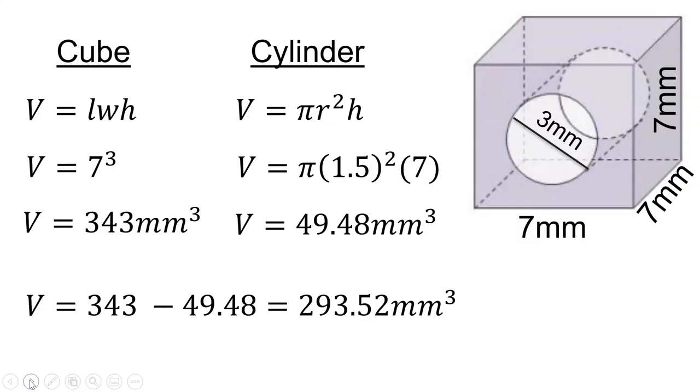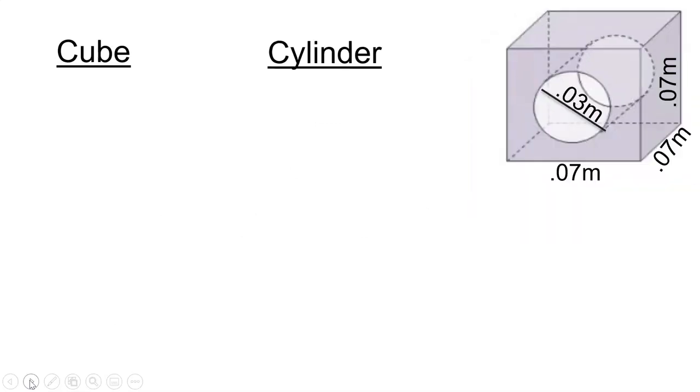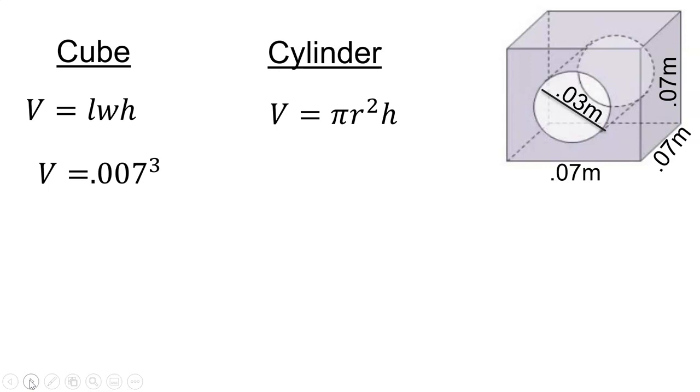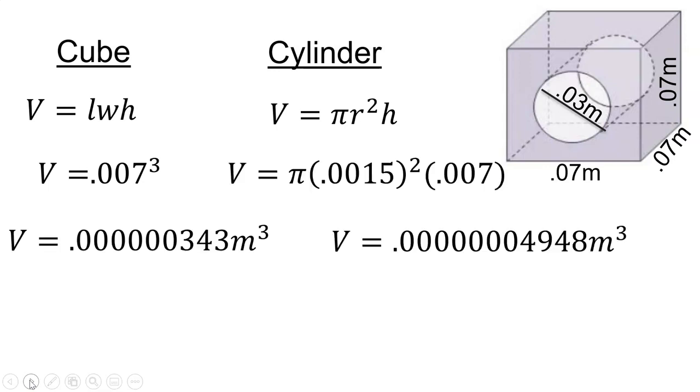The only problem is that the volume is in millimeters cubed, not meters cubed. To change millimeters to meters, we divide by 1,000. Do we do the same thing when converting from cubic millimeters to cubic meters? This time, let's convert the units to meters before we find the volume. We'll use the same formulas and the same process.